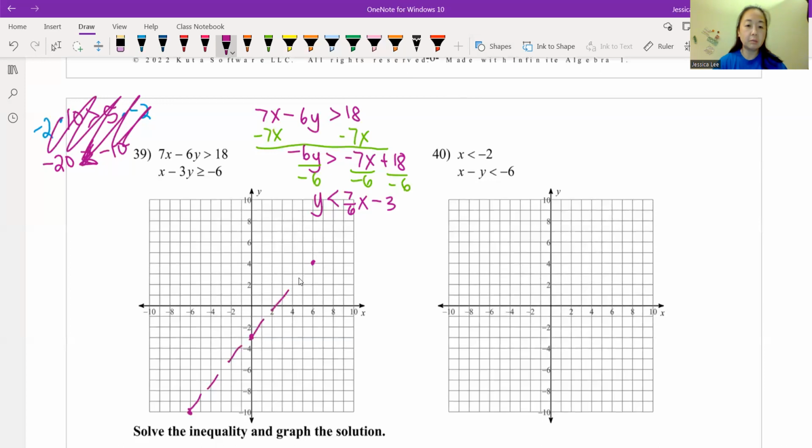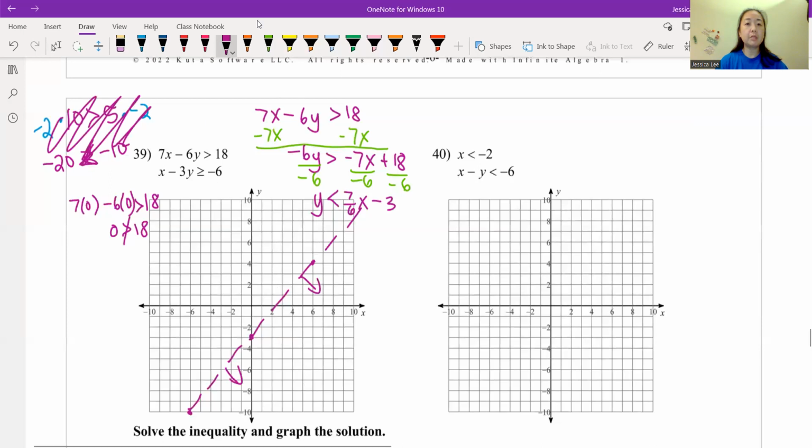Oh, not bad. That works. So 0, 0 is clearly on the top side here. So I'm going to plug in 0 for x and y again. So it's going to be 7 times 0 minus 6 times 0 is greater than 18. And if they're multiplying by 0, it's just going to be 0 is greater than 18. Is that true? Is 0 greater than 18? No, 0 is not bigger than 18. So we know that this is not a solution. So the left-hand side is not the solution. All the solutions are down here.